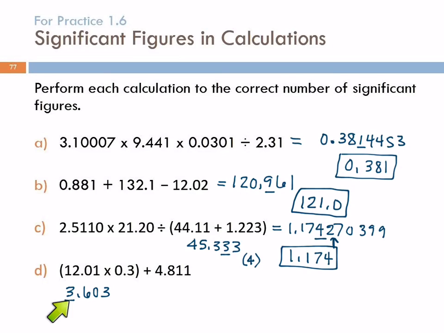So now we're going to take this number that has uncertainty in the ones place, and we're going to add it to this number that has uncertainty in the thousandths, the third decimal place. 3.603 plus 4.811, and that equals 8.414. So here, really, we have 0 decimal places, right? And this one has 3 decimal places.